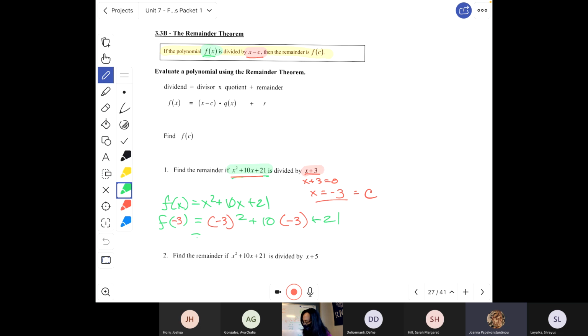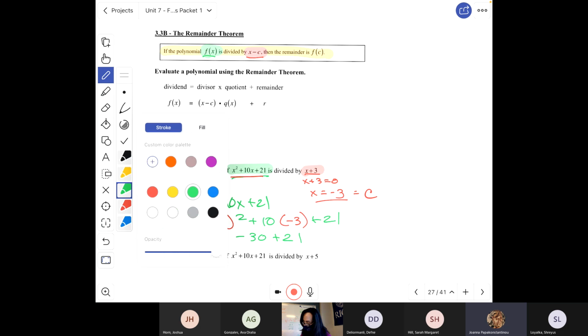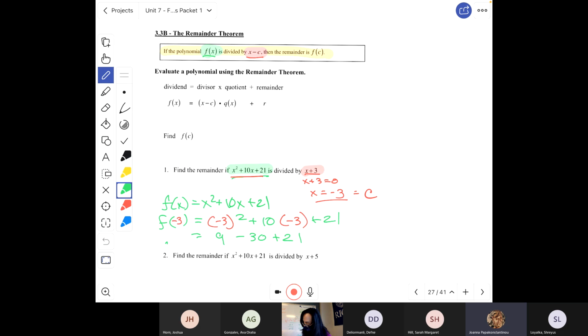So let's go ahead and evaluate that. So this is 9 minus 30 plus 21. So what is the function evaluated at -3? Is that true? Yes. So I have a solution.